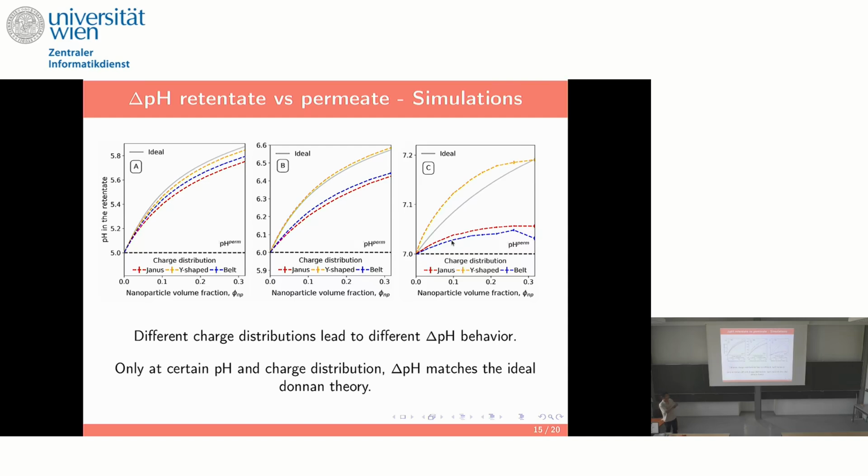But if you go to the other side, we will find out that when attractions are dominating, we have overestimation with the simulations in comparison with the Donnan theory. And this is not happening for the other charge distributions. You see that for the Janus-like and the belt, they are always below the Donnan theory.